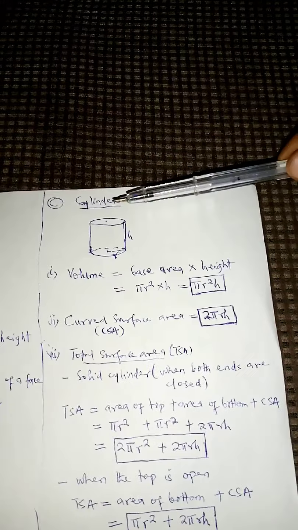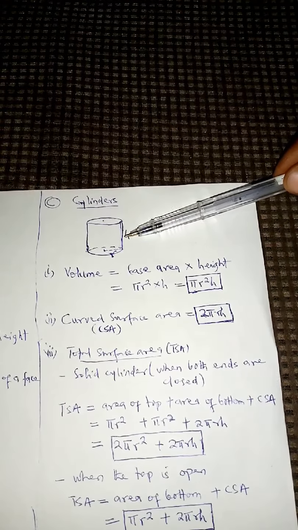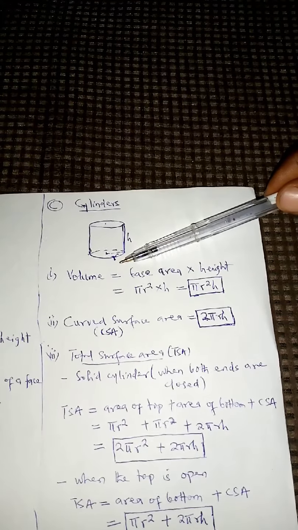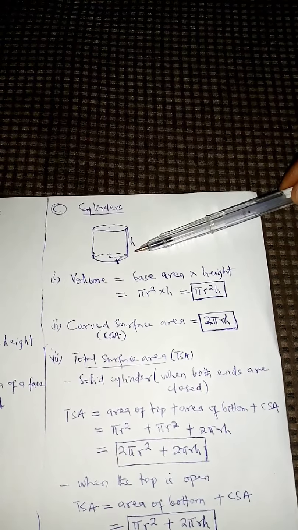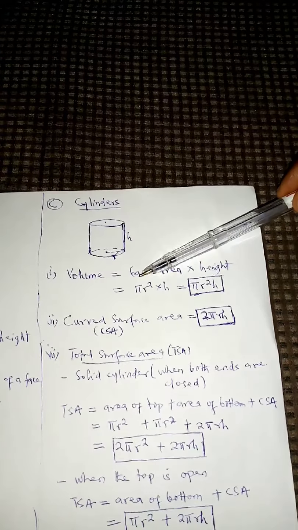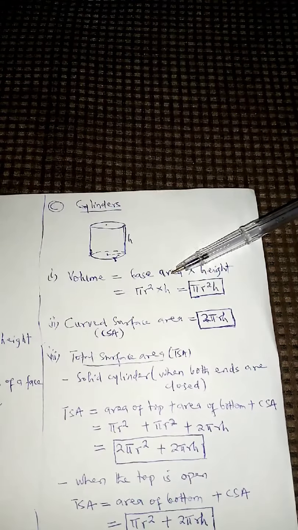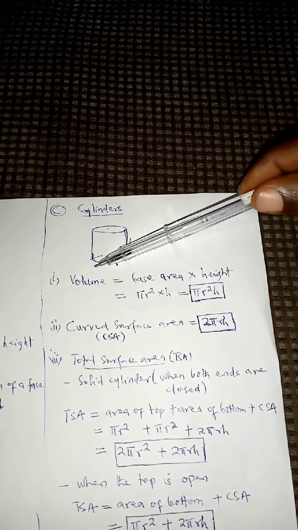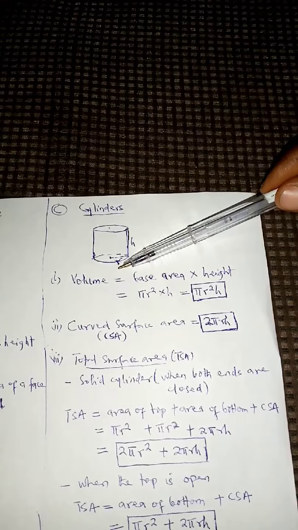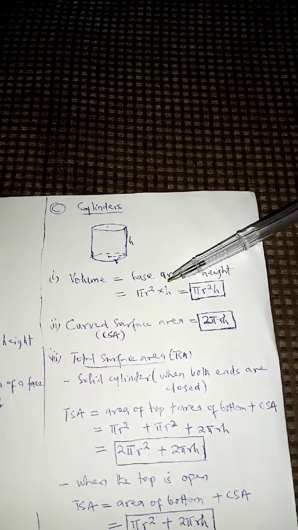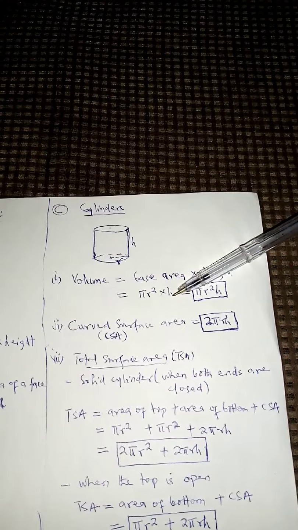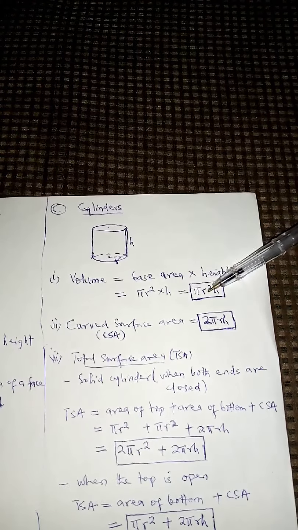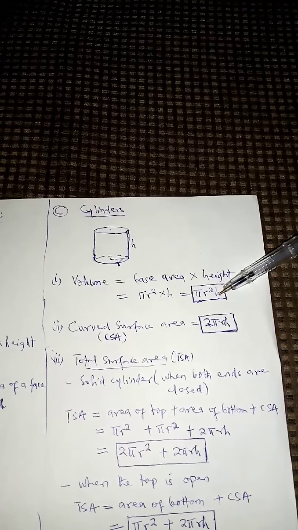For cylinders, this is a cylinder. The cross section is a circle. Radius R, base radius, height H. Since it's a prism, the volume is always base area times height. The base is a circle. Area of a circle is pi r squared. Multiply by the height, which is H, and the volume becomes pi r squared H.